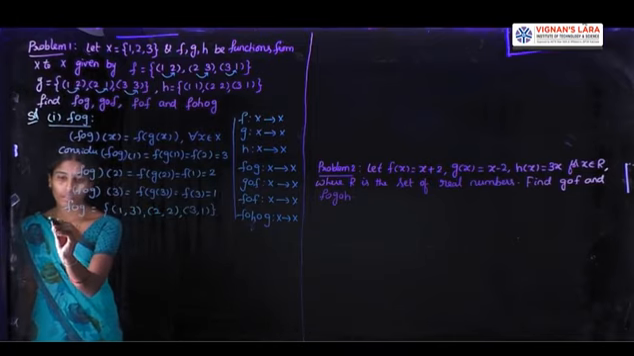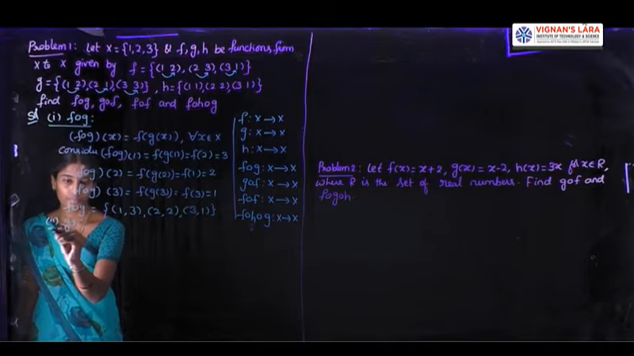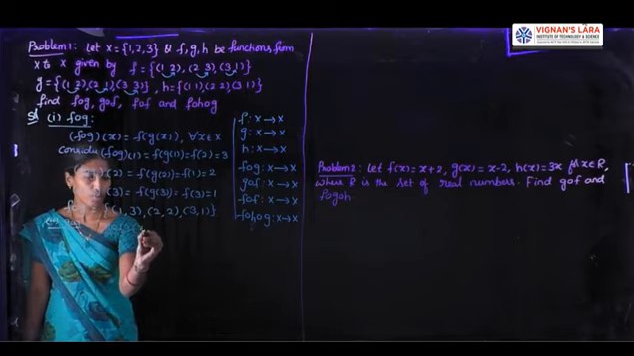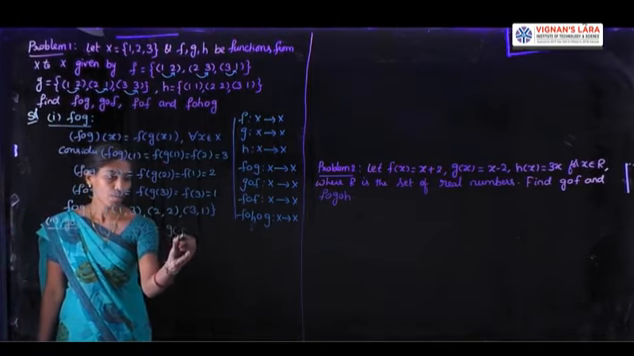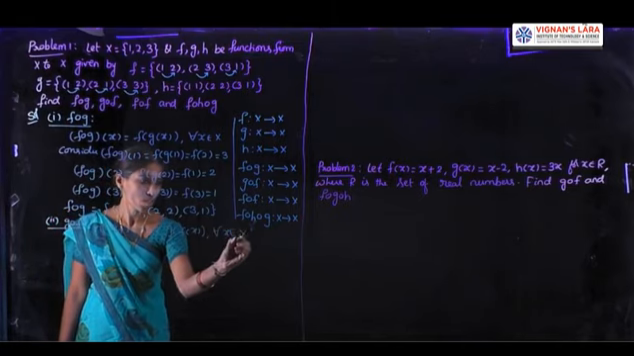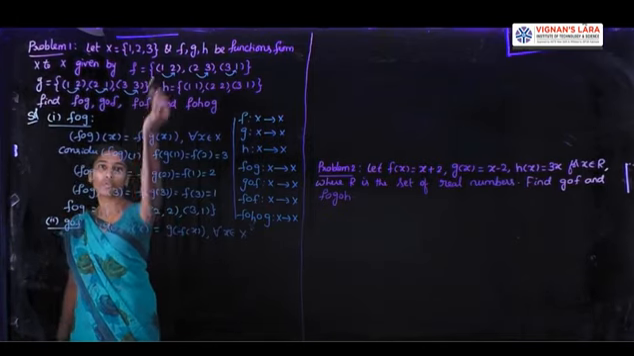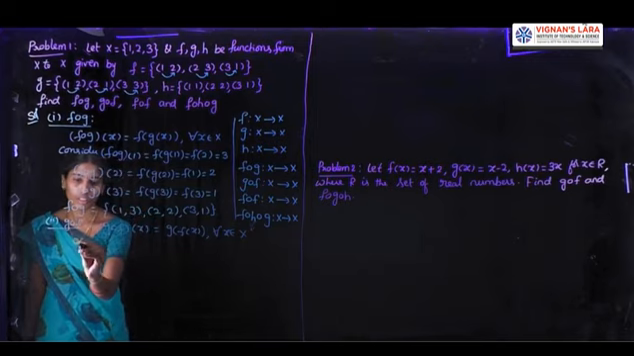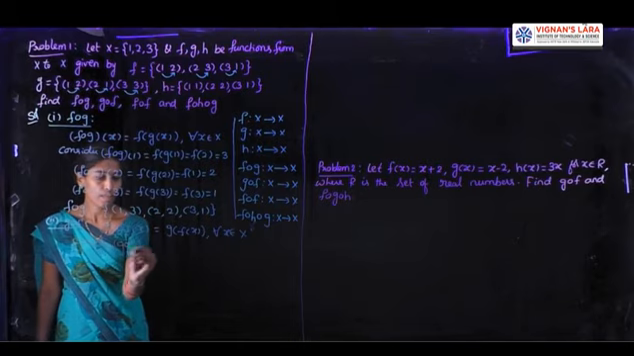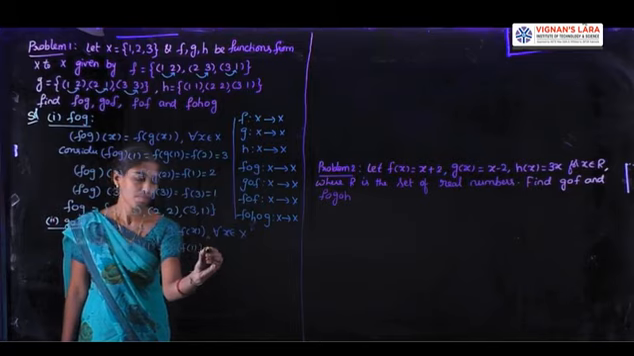Now see the second one. What is the second one? G circle F. Now G circle F of x is equal to G of F of x for every x belonging to set X. So set X consists of 3 elements: 1, 2 and 3. Now start with the first element of the set. G circle F of 1. It is G of F of 1.